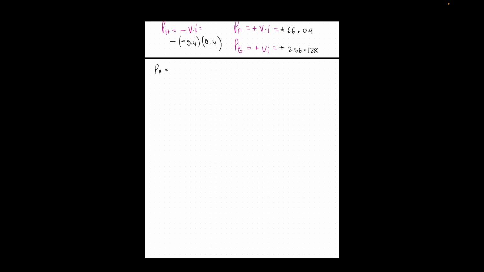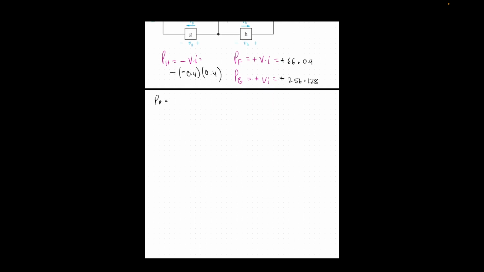Let's go ahead and add a new page. So for power A, my value will be negative 276.96 watt. Power B will equal 66.8352 watts. My power for C will equal 204.8 watt. My power for D will equal negative 28.16 watt. My power for E will equal 56.448 watt. My power F will equal 26.4 watt.